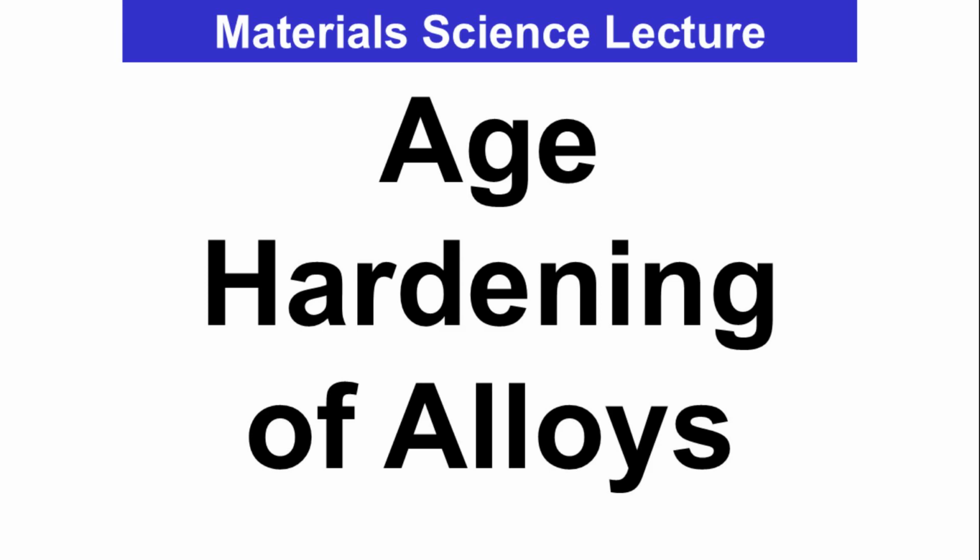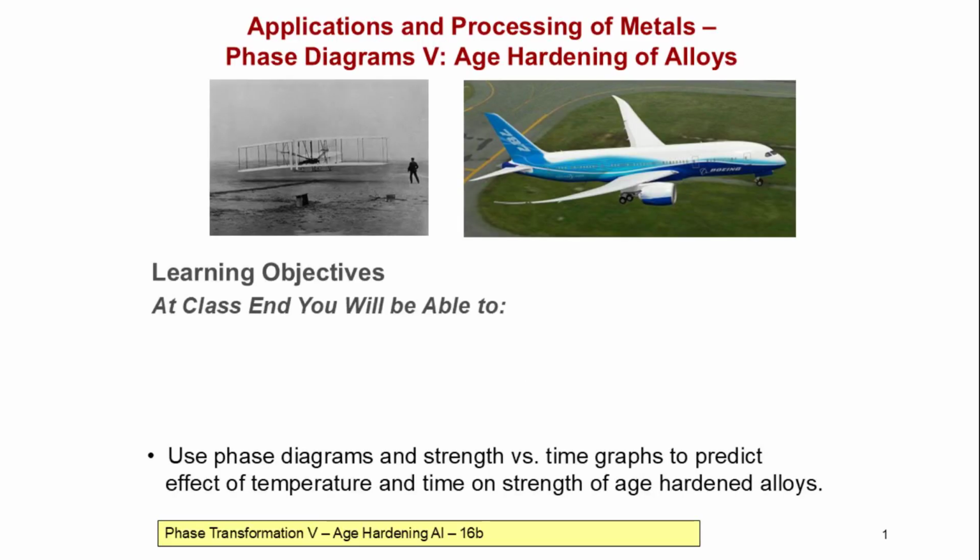Welcome to the Materials Science lecture on age hardening of alloys. In this session, we will explore the fascinating process of age hardening and its applications in various industries. By the end of this class, you will be able to use phase diagrams and strength versus time graphs to predict the effect of temperature and time on the strength of age-hardened alloys. Let's dive into the specifics of this process.